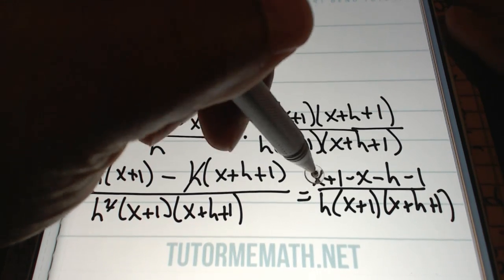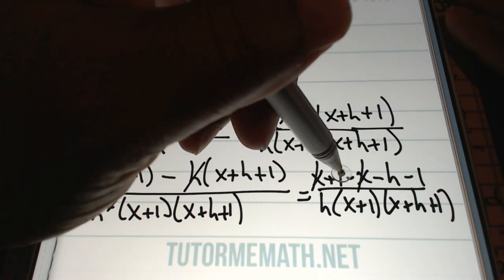Now, in the numerator, the x's will cancel out. The 1s cancel out.